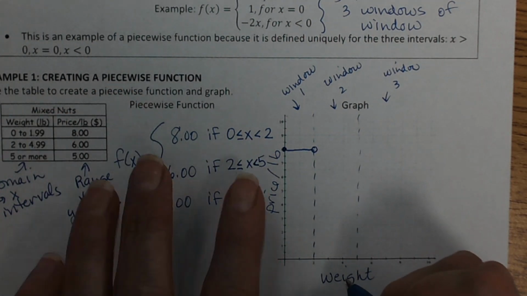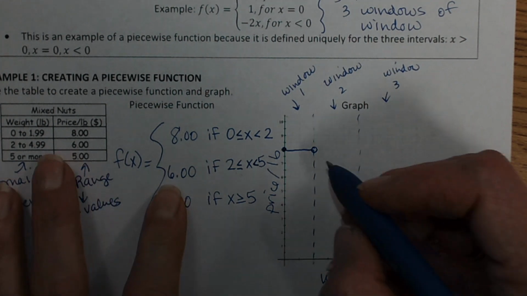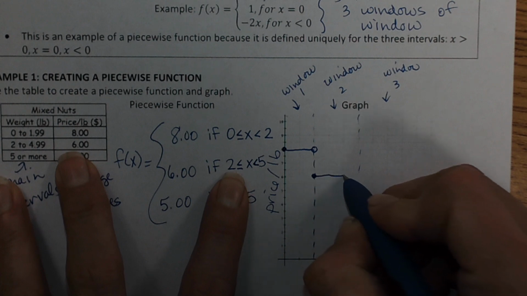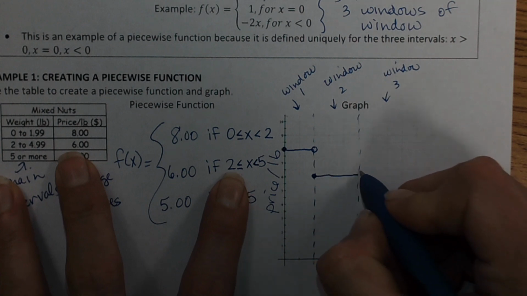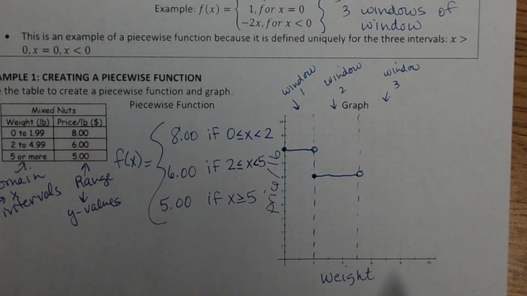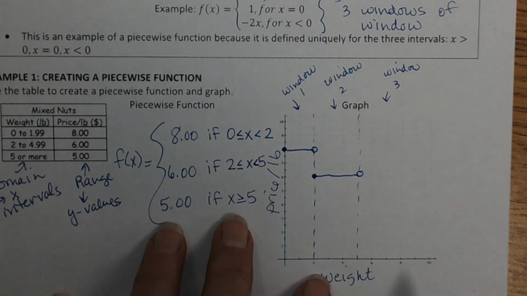All right, and then from 2 to 5, I'm at 6. So again, it's equal to at 2, so I'm going to put a point there. And I draw that horizontal line until I get over to 5. And then again, I leave it open at 5 because it's not equal to the 5. Remember, we went up to 499, so less than 5.